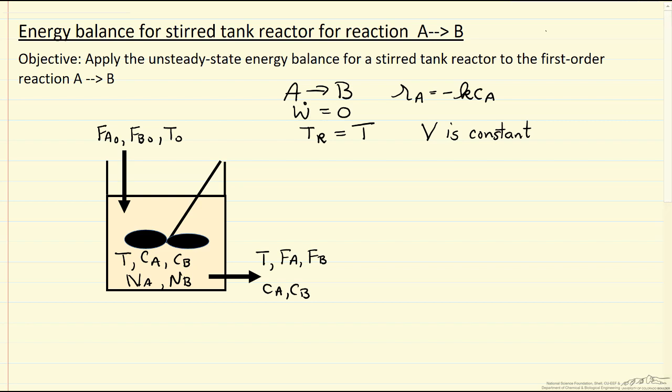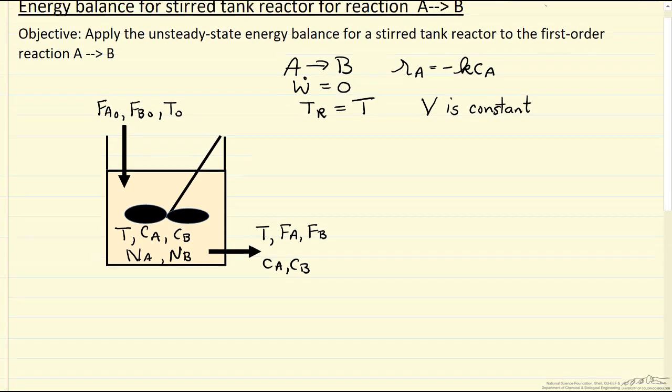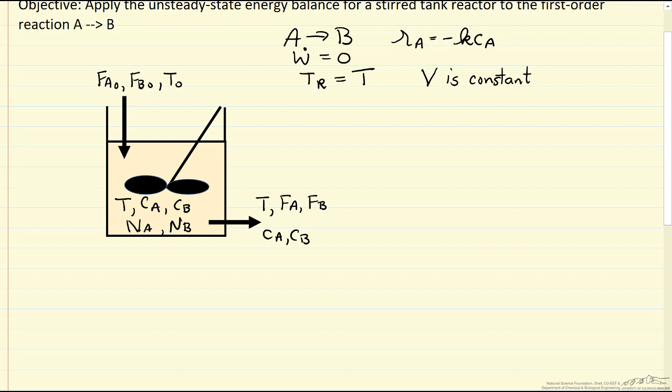So if I now write the energy balance, I'm going to look at an accumulation term. So in the reactor, number of moles of A times the heat capacity of A plus the number of moles of B, heat capacity of B. And of course, the number of moles of A and B are going to change with time if it's an unsteady state CSTR, and the derivative of temperature with respect to time.